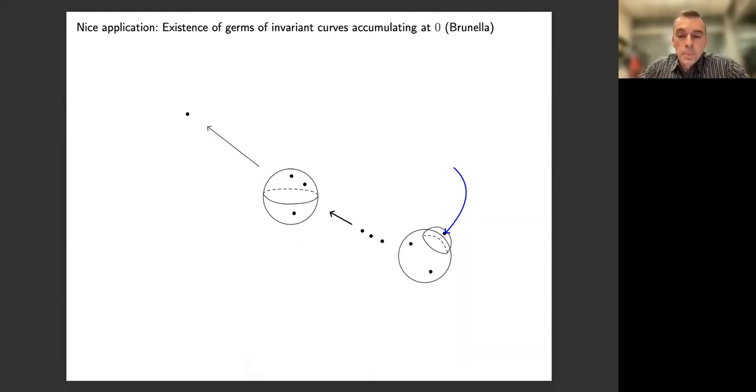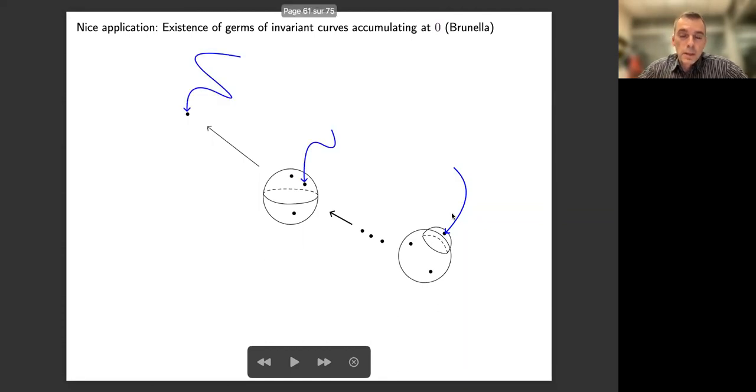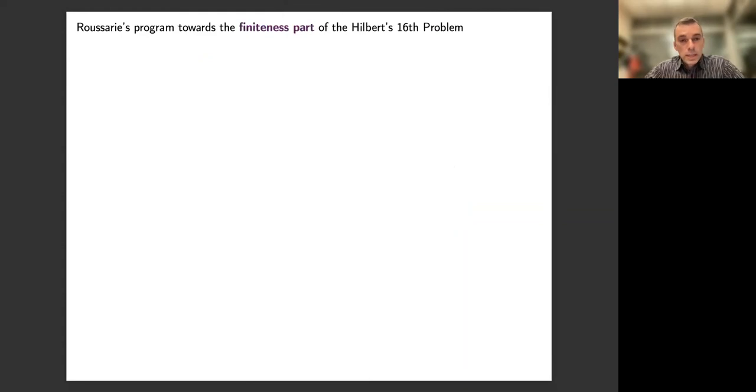So once you get this invariant curve, you can go back and you get this invariant curve for your initial vector field. So this is one of the nice applications. And a second application, let's say a program which is based on this resolution of singularities, is Rousseau's program for the finiteness part of Hilbert's 16th problem. So one of the subjects of this semester also.